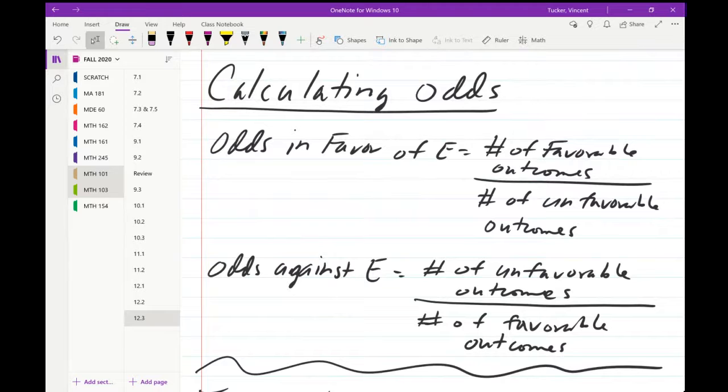All right, calculating odds. Odds in favor of event E: you take the number of favorable outcomes and place it over the number of unfavorable outcomes. Then odds against E: you take the number of unfavorable outcomes and place it over the number of favorable outcomes.